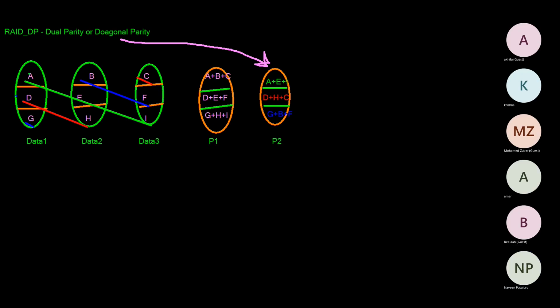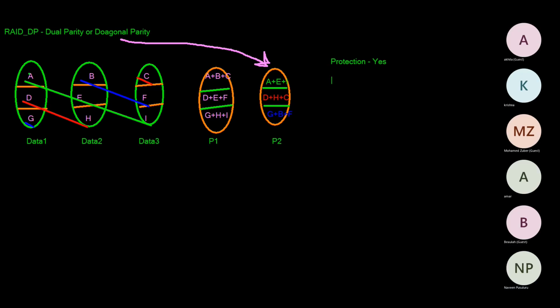So here, RAID DP can sustain up to 2 disk failures because I have two parities, right? One is a parallel parity, which is the first parity, and I have another parity, which is the diagonal parity. So as I have two parities, it can sustain 2 disk failures. Do I have protection here? Obviously, we have double protection here. Yes, there is protection.